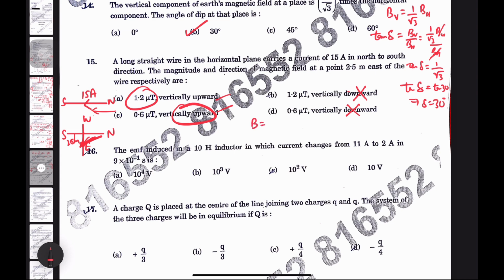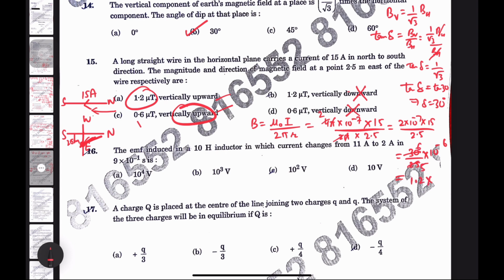B is equal to mu naught I upon 2 pi r, sorry, it's 2 pi r. So mu naught is 4 pi into 10 raised to power minus 7 multiplied by 15 divided by 2 pi multiplied by r, that is 2.5. That is, pi and pi should be cancelled, and here we are having 2 multiplied by 2, that is we are left with 2 into 10 raised to power minus 7 multiplied by 15 divided by 2.5, and 30 upon 25 into 10 raised to power minus 6. Further solving, 5 6s are 30 and 5 5s are 25, and we are having 1.2 into 10 raised to power minus 6, which is equal to 1.2 micro Tesla.